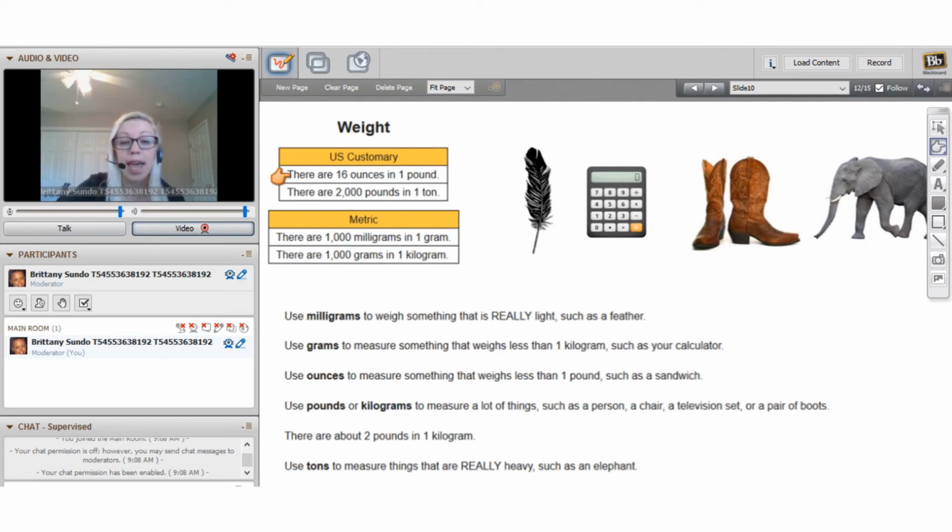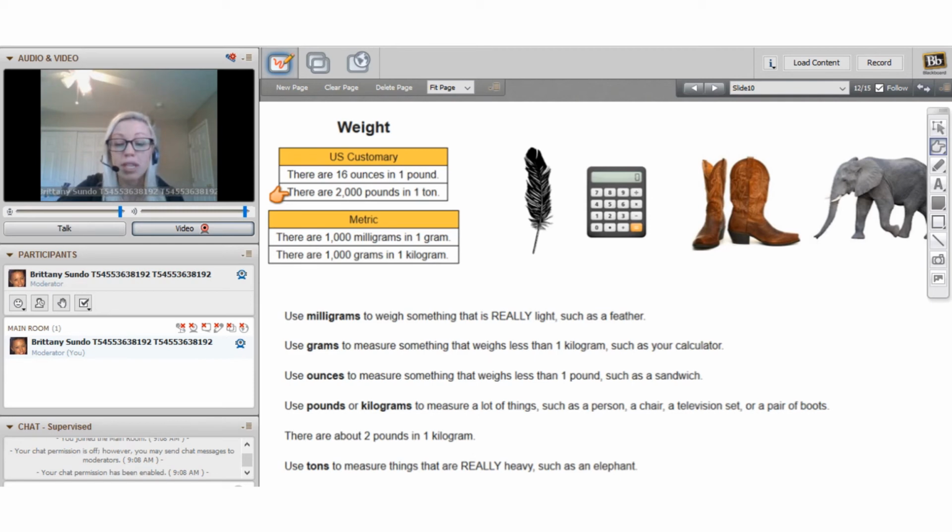There are 16 ounces in 1 pound, 2,000 pounds in 1 ton, 1,000 milligrams in 1 gram, and 1,000 grams in 1 kilogram. Now, I would like to point out the nice thing about your metric system is you do not have to commit those conversions to memory because we used our super special saying about King Hector. Now, the weight for our U.S. customary, it's a little bit different. We have to memorize it, or we have a couple of different tricks that we can use to memorize that one, okay?